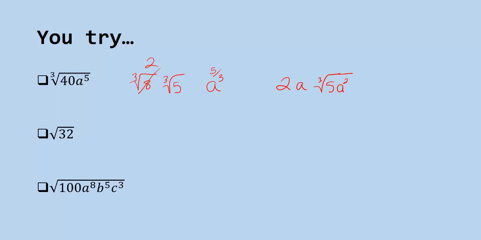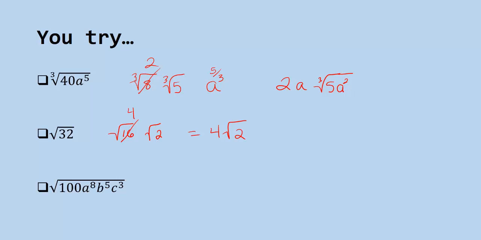Now let's take a look at the square root of 32. We know 4 can go into it. That's a perfect square. The next perfect square, 9, that doesn't work. But I do know that 16 does. So I'm going to go straight to the fact that 32 is equal to 16 times 2. So the square root of 16 is 4. So my simplified radical is 4 square root 2.